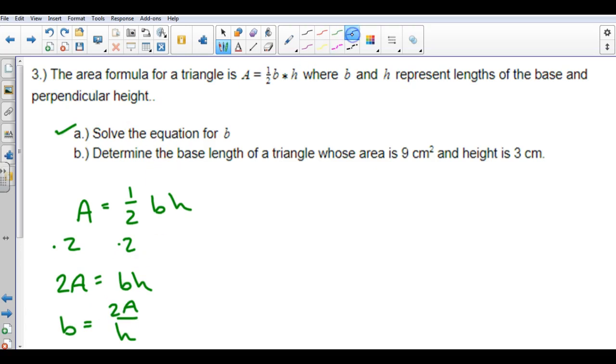And then I want to determine the base length. So I want to determine the B value of a triangle, and I'm given the area, so we're given the A value. So 2 times that value divided by the height of 3. And that ends up being 18 over 3, which is 6 centimeters.